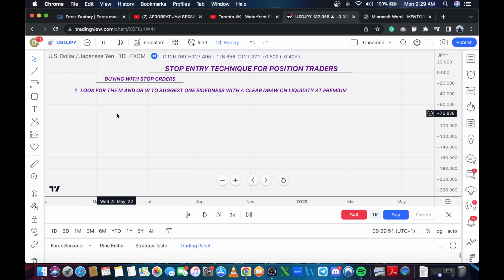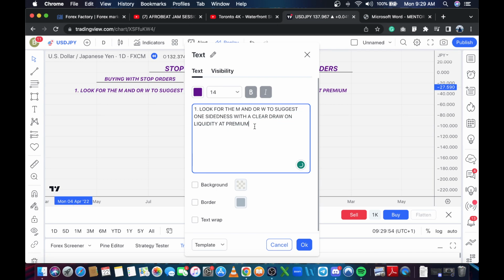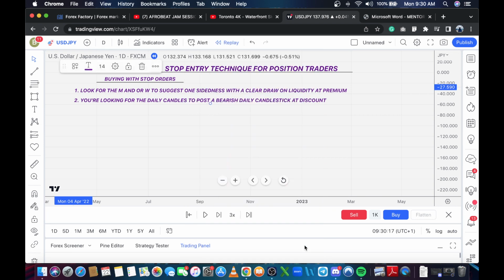And what you're looking for in a bullish order flow is the daily candles to post a bearish daily candlestick at discount. So the first thing you're doing is identifying a discount array. Okay, so once you've identified your range of transaction, the range where you define premium versus discount, and obviously you need to be buying at a discount, you're identifying your target around liquidity.